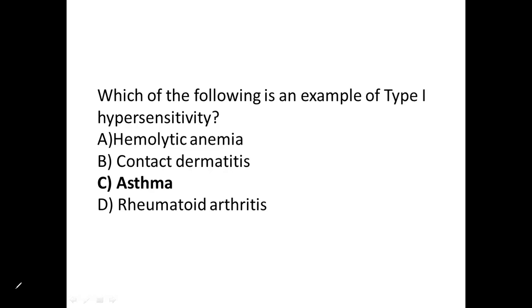Coming to your first question, which of the following is an example of type 1 hypersensitivity? Type 1 hypersensitivity is also called anaphylactic hypersensitivity or immediate hypersensitivity. The examples we have seen are asthma, hay fever, pollen grains, allergic reactions. All of these come under type 1 hypersensitivity.